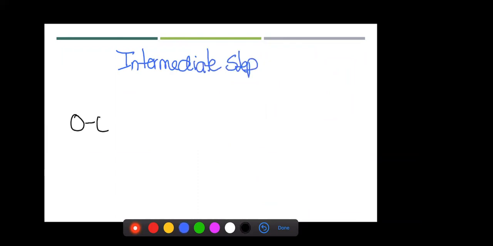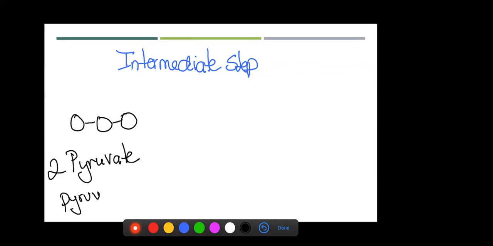We have our 3 carbons. Now, remember, we have 2 of them, right? I don't want you forgetting we have 2 of them because remember that glucose was split into 2 pyruvates. You may also see this called pyruvic acid. There's 2 naming systems we use, the old organic naming system and the new one.